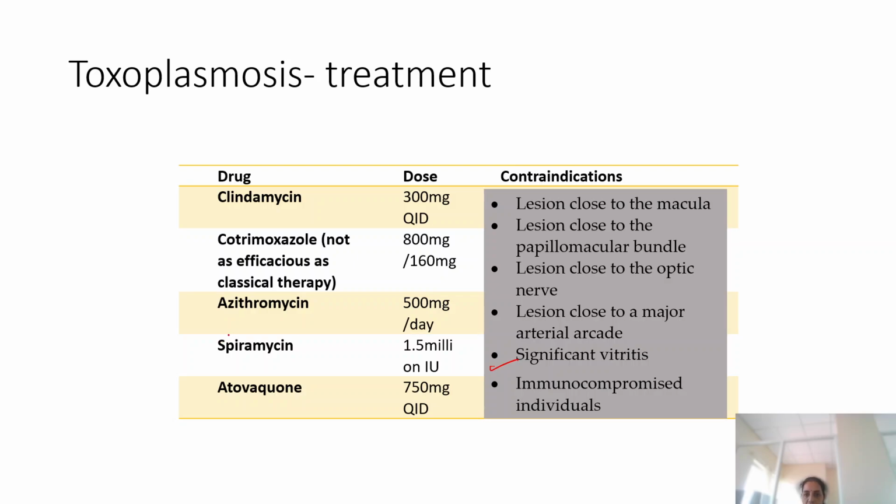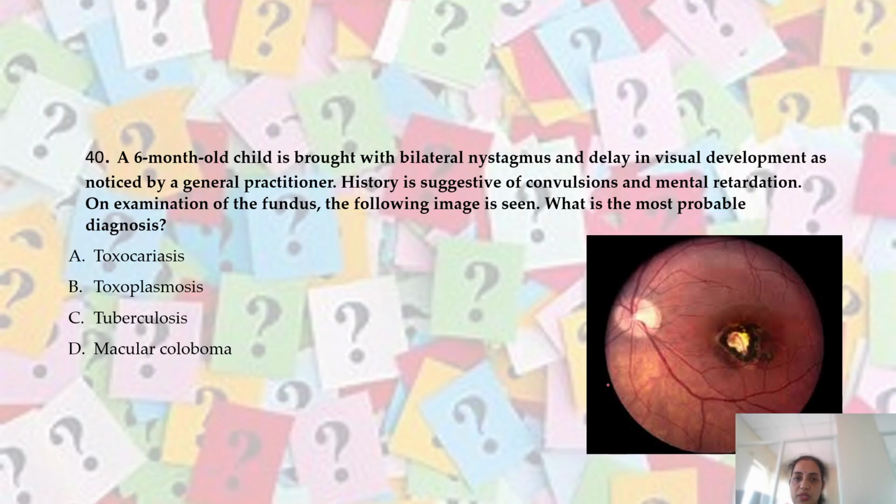Lesions close to the macula, lesions close to the papillomacular bundle, lesions close to the optic nerve, lesions close to a major arterial arcade. Why is this? Because it can cause a venous or arterial occlusion, significant vitritis, and in immunocompromised individuals.